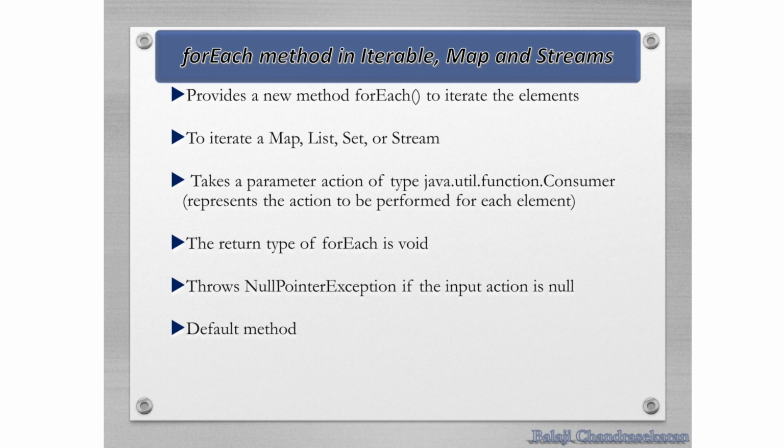The forEach method takes a parameter action of type java.util.function.Consumer, which represents the action to be performed for each element. The return type of forEach is void, hence it does not return anything. It throws a NullPointerException if the input action is null.